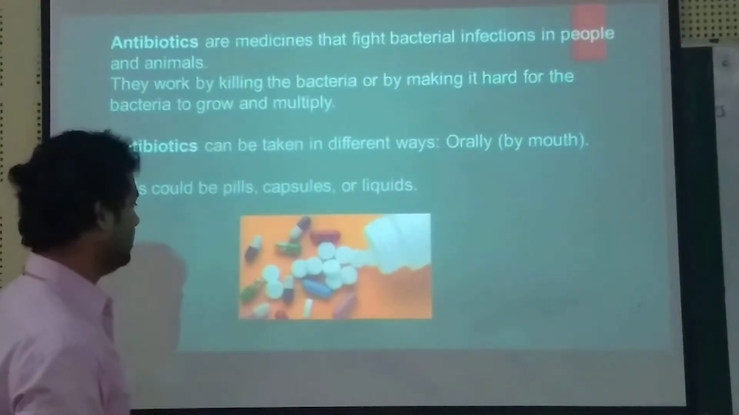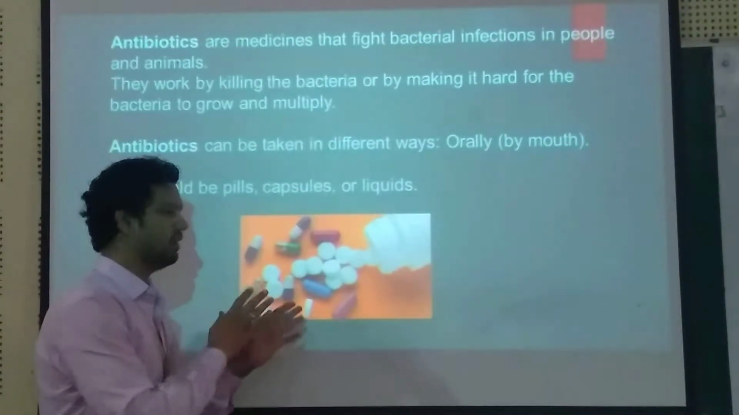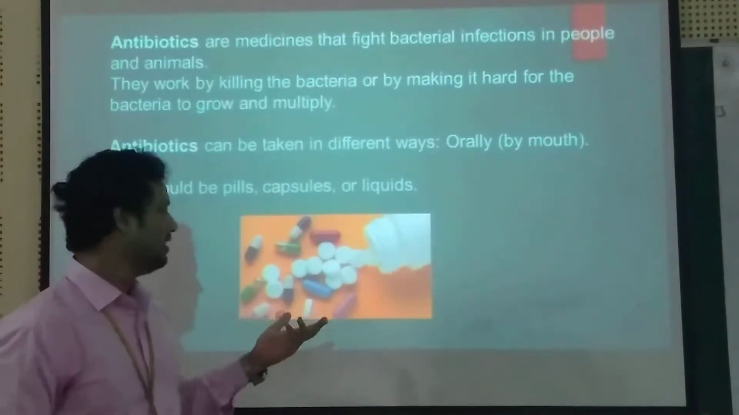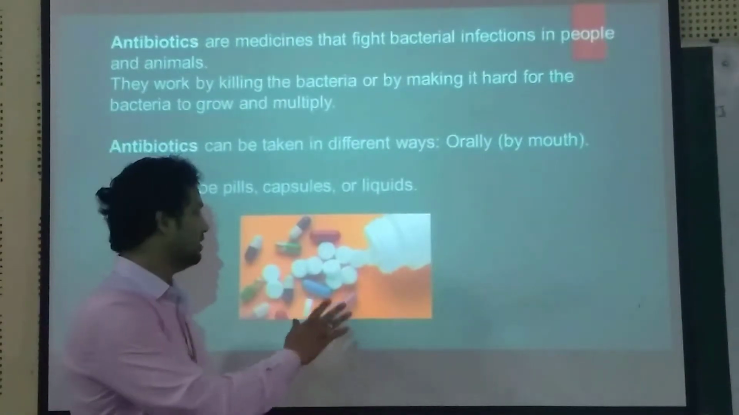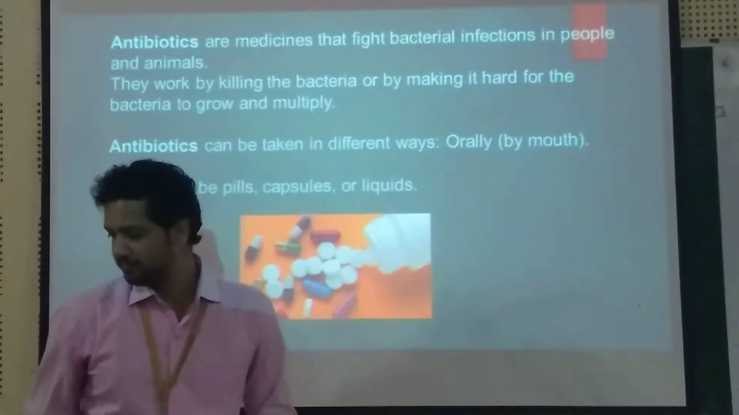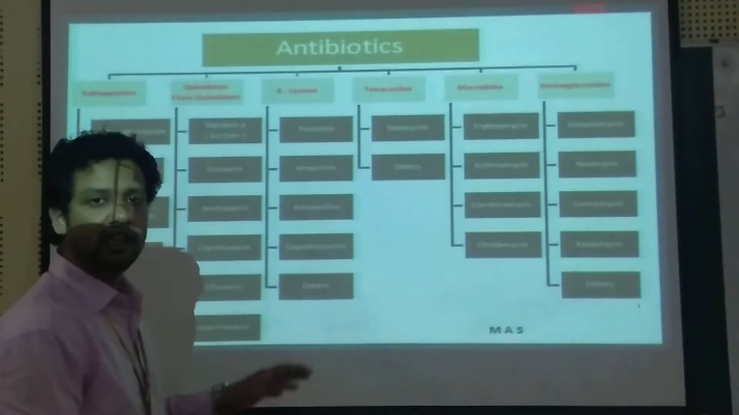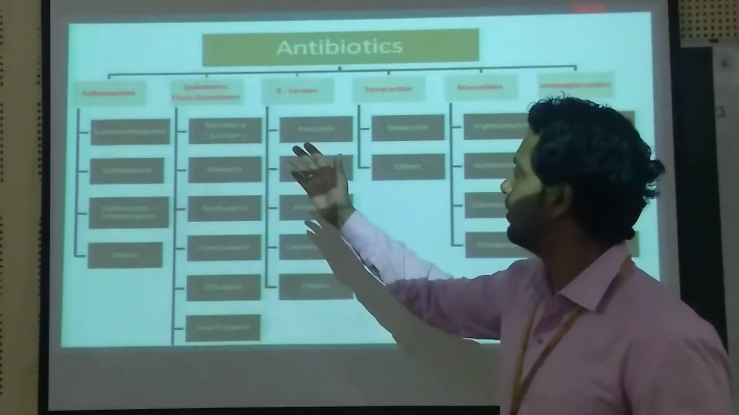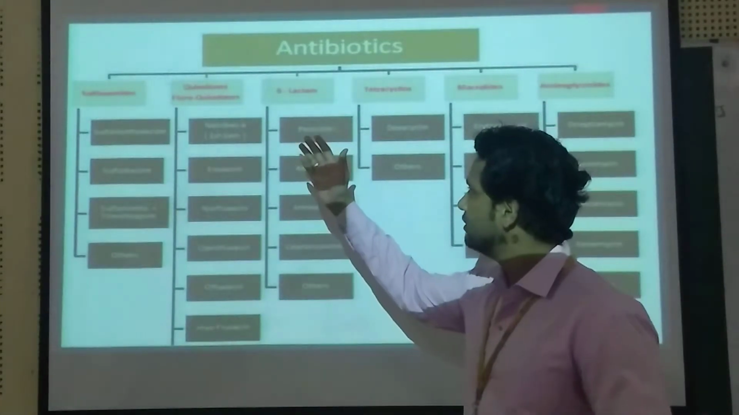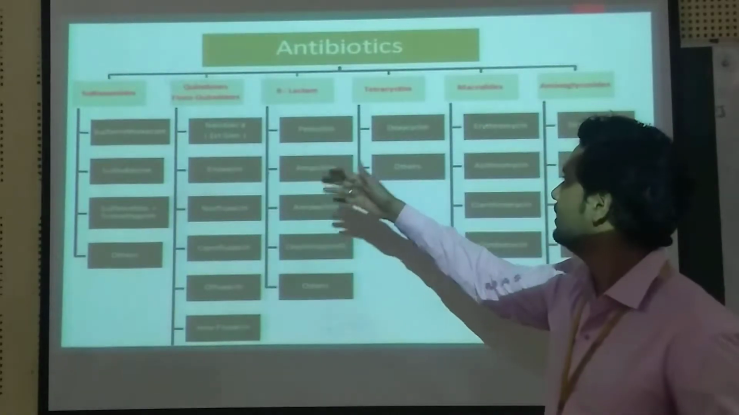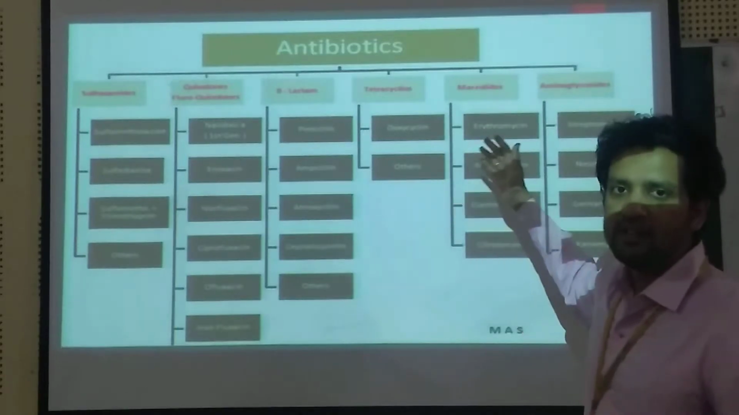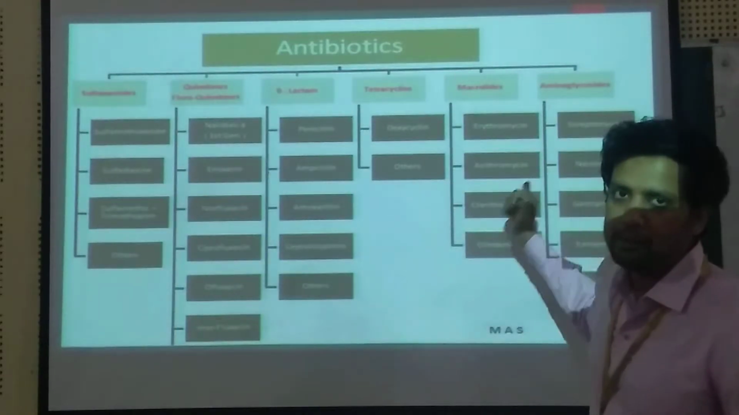These are written here, so I have just given a general picture. It could be paracetamol, you can call it, but here I am considering these kinds of antibiotics. Let's come with me. Here I classify antibiotics in different categories. The first category is the sulfonamides. Second is the quinolines and fluoroquinolones. Third is the beta lactams. Fourth is tetracycline. Then macrolides, and the last one is aminoglycosides.